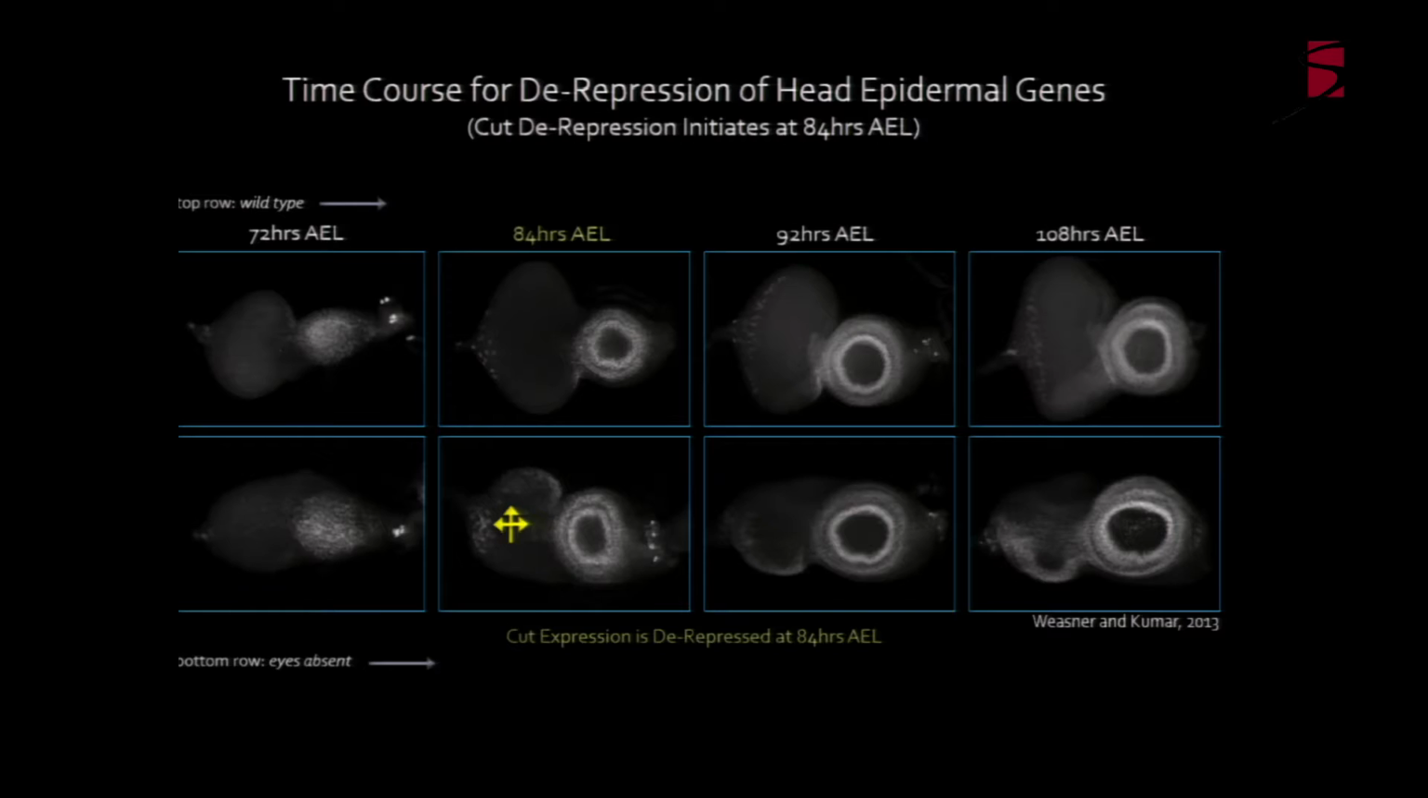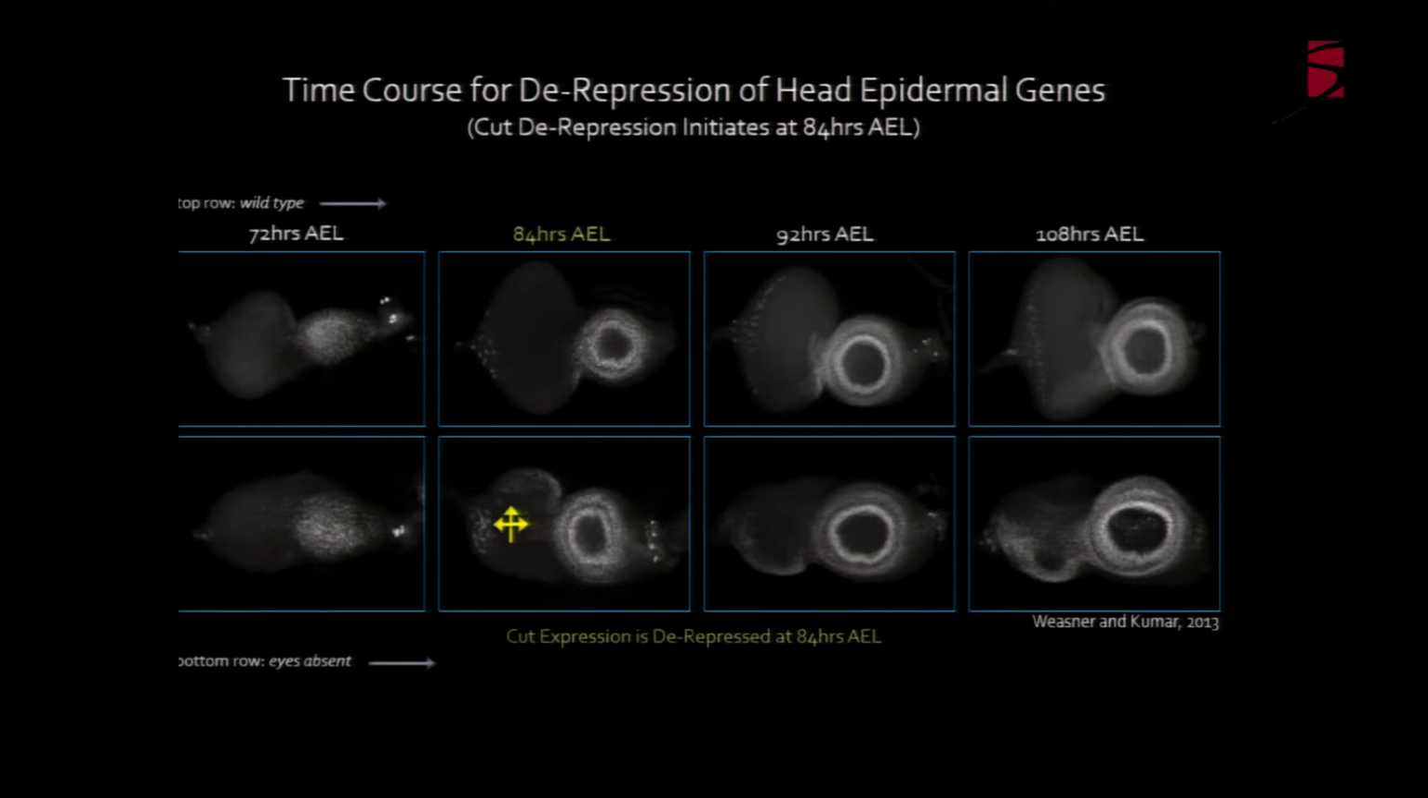Now, as I said, we've done this kind of analysis for the 12 or 15 genes that we know are necessary for head epidermis formation. So what we've been doing over the last few months is actually tracing their development in wild type and in the mutant and asking when do these genes start to get de-repressed in the eye disc. So I'll just show you two examples just to give you kind of a flavor for that.